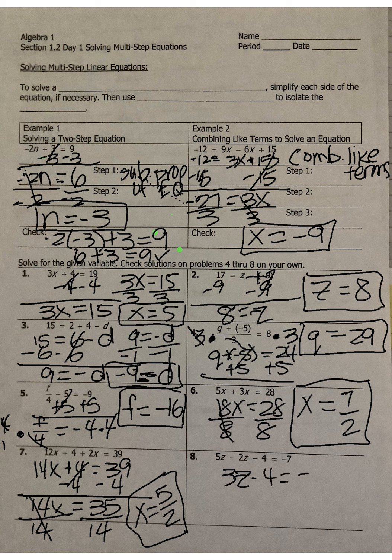Number 8, 5z minus 2z, 3z. Minus 4 equals negative 7. I'm going to add 4 to both sides. 3z equals 3. Divide by 3. And z equals 1.